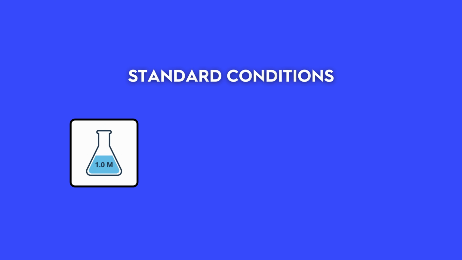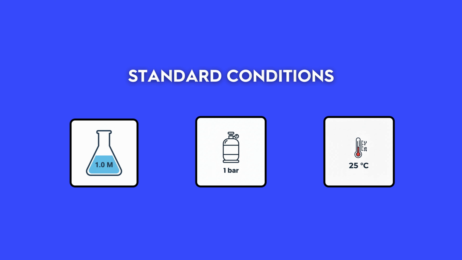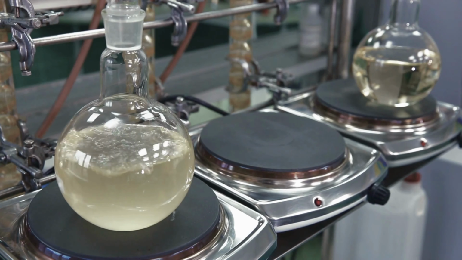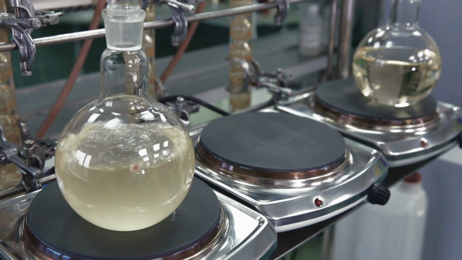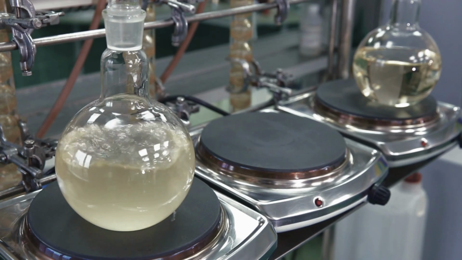By definition, standard conditions mean solutions are 1 molar, gases are 1 bar, and the temperature is 25 degrees Celsius. Under these fixed conditions, the measured cell voltage is called the standard potential, E0. However, real lab conditions rarely match the standard, so as concentrations change, the actual cell voltage shifts as well.